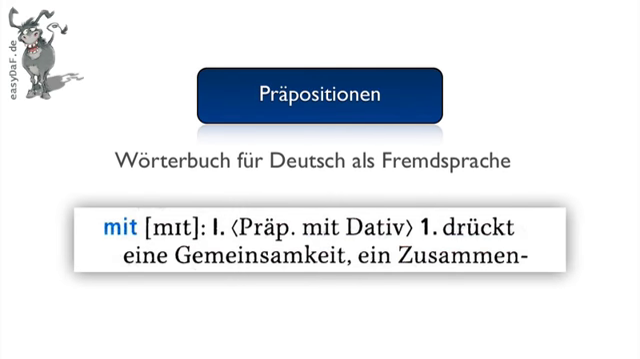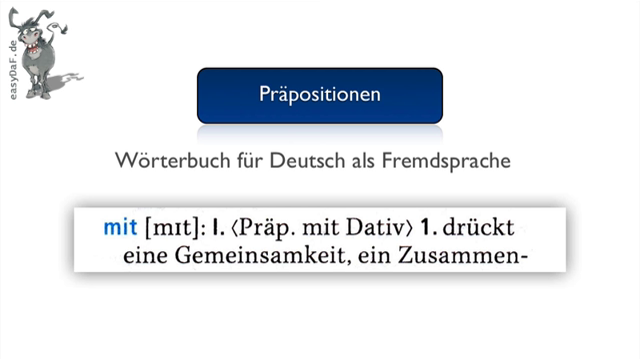Here's the first example. This is just a snippet I color copied out of a dictionary for German as a foreign language, which means in German Wörterbuch für Deutsch als Fremdsprache. And this is the preposition mit. So as you can already see, this is written in blue. I did not do this. This is just the way you can find it in this dictionary.